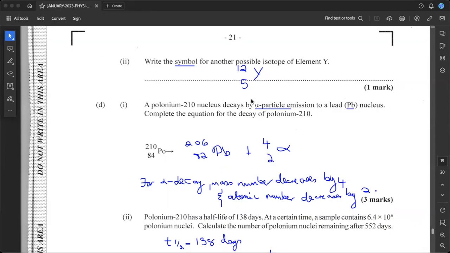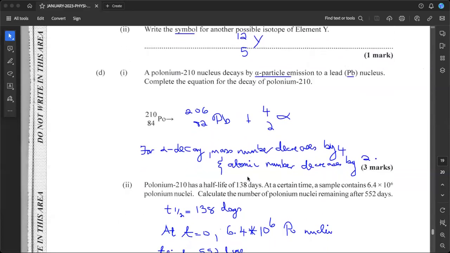So whenever we have an alpha particle being emitted from the nucleus of our atom here, the mass number is gonna decrease by 4. So if that decreases by 4, we end up with 206. And if the atomic number decreases by 2, then we end up with 82, right? So that's how we get this lead nucleus of a mass number 206 and an atomic number of 82. And then of course, we have our helium nuclei that was emitted from this, okay? So that's all that's required from us for 3 marks.